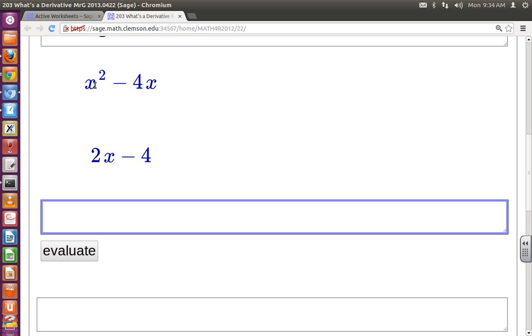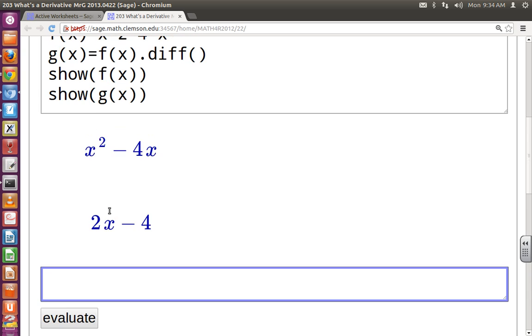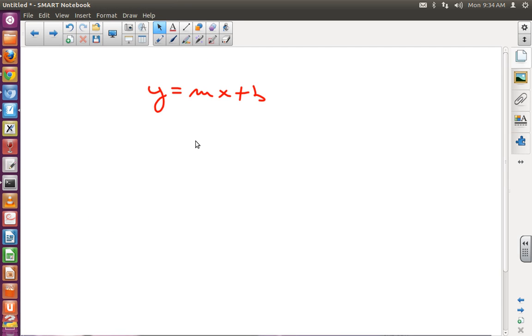-2, right? What if I plug in 1 here? 1 squared is 1. 4 times 1 is 4. 1 minus 4 is -3. So I know the function at 1. I know the derivative at 1. That's all I need to figure out the equation of the line.